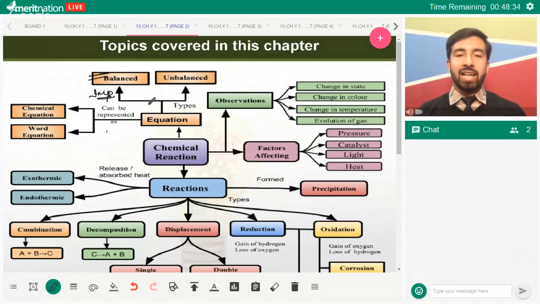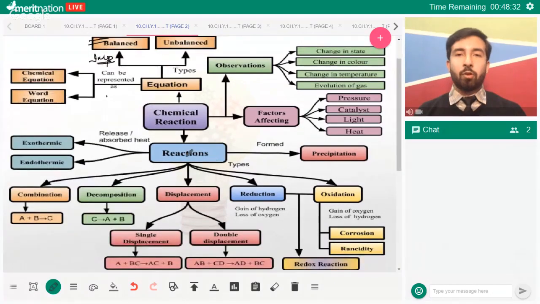After that, we have gone for the different types of chemical reactions. And in the different types of chemical reactions, we have seen there are two types, exothermic and endothermic reactions. In exothermic reactions, we have seen the heat is generally released, whereas in endothermic chemical reactions, the heat is generally provided.